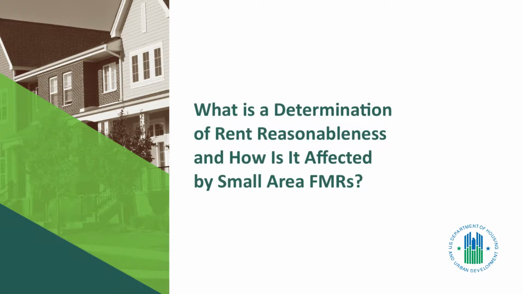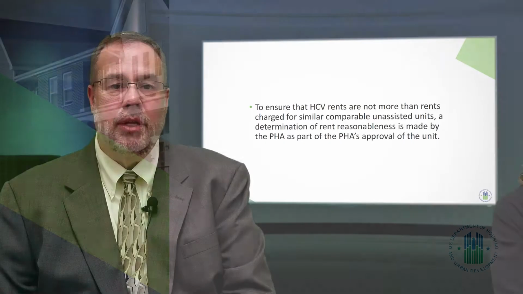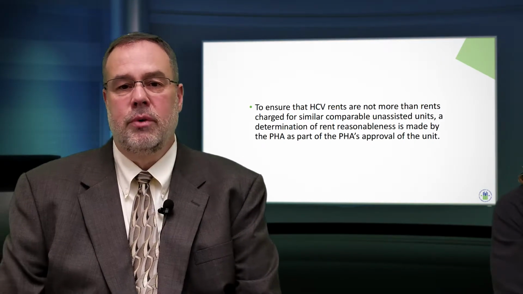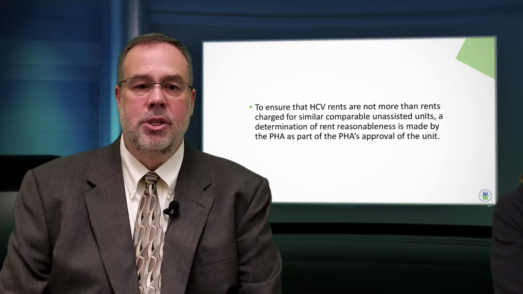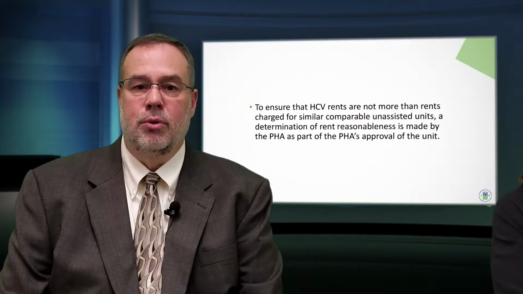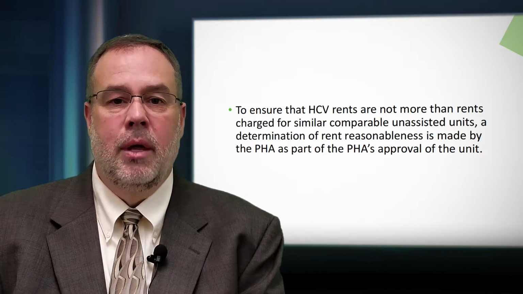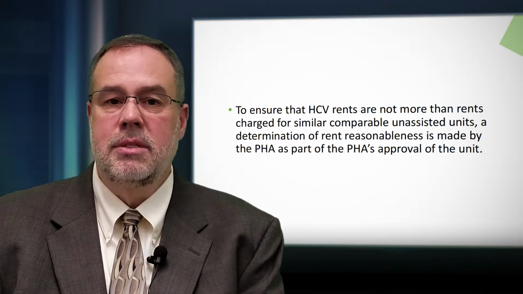To ensure that HCV rents are not more than rents charged for similar unassisted units, a determination of rent reasonableness is made by PHAs as a part of the PHA's approval of the unit. All units assisted under the HCV program must meet rent reasonableness standards as determined by PHAs.